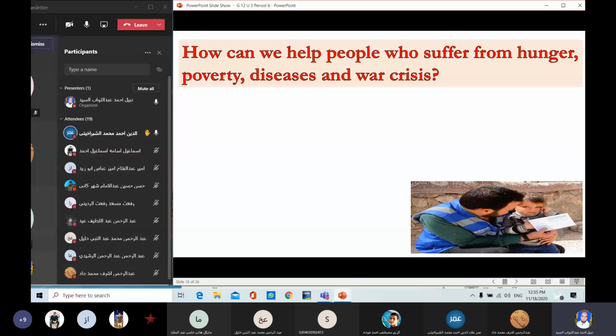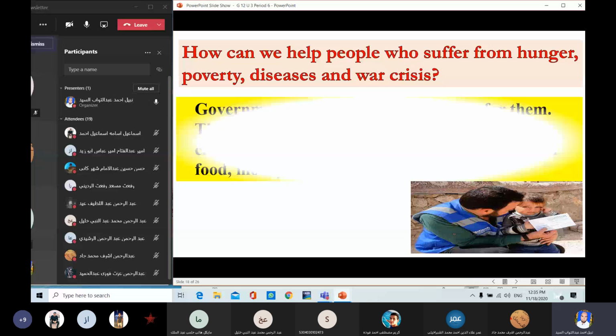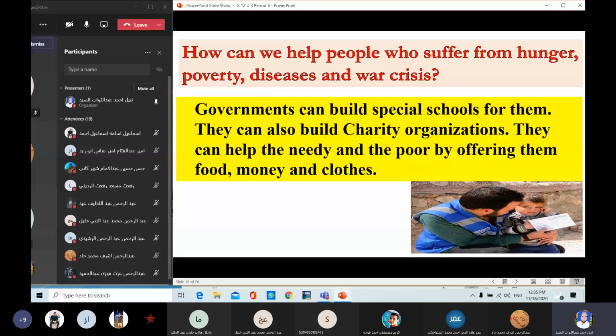Governments can build special schools for them. They can also build charity organizations. They can help the needy and the poor by offering them, as we mentioned, food, money, clothes, medical care, education.